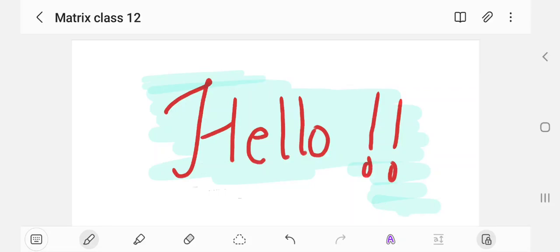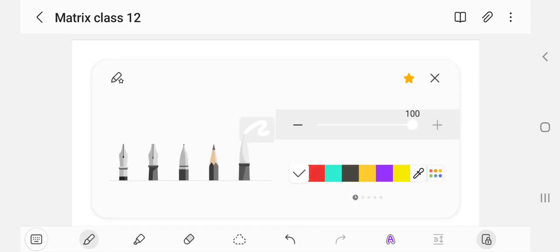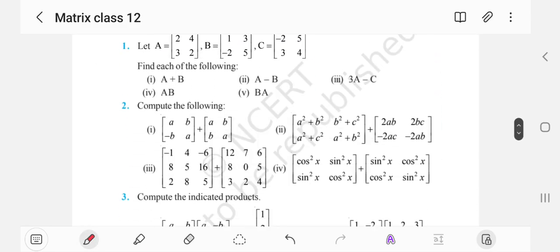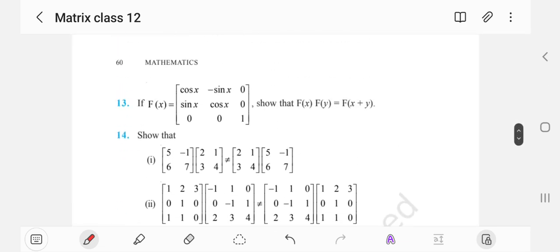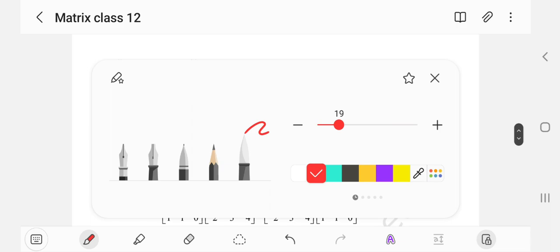In the last lecture, we were discussing exercise 3.2 and we have discussed till question number 12. Today, we are going to proceed further with question number 13. So let's get started. Yes, here is question number 13.